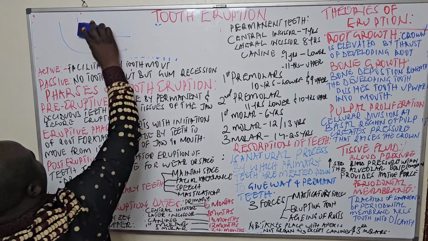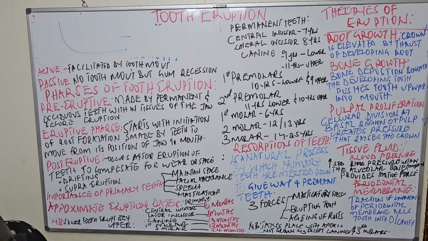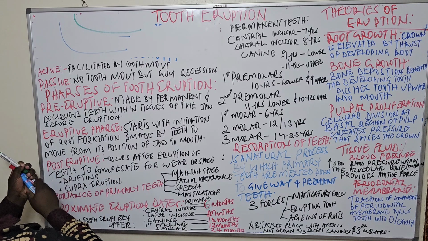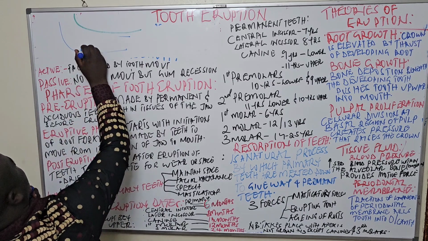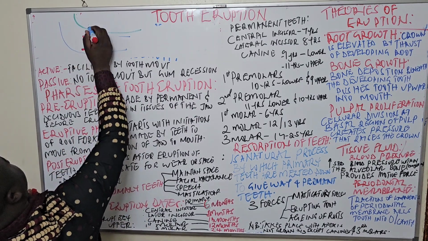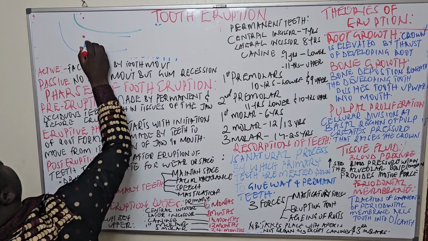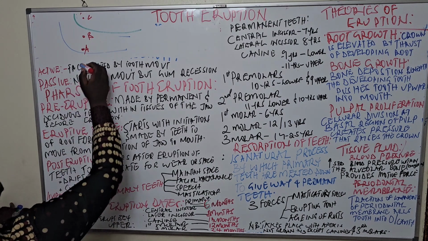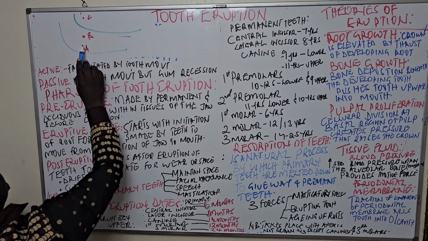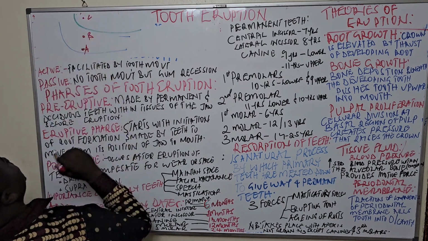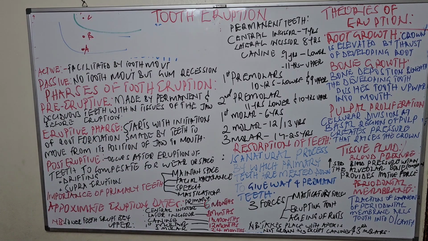Or we can even have our jaw with 3 positions: A, B, and C. So we can have movement of a tooth from one position to the other. Even if it is from A to B, it is also movement, so it is also eruption. And from B to C, it is also movement, as we shall see in our discussion.